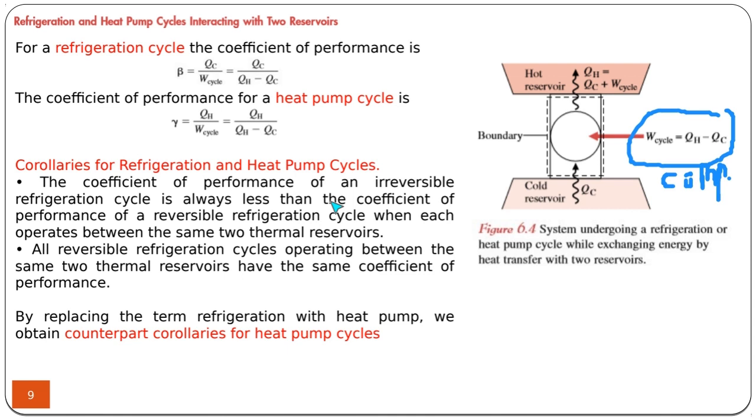On the other hand, as in the case of household air conditioners, it's possible to use the air conditioner for heating purposes. And when it's used for heating, then we will use the hot reservoir to provide heat into the room, into the house. So in this case, when it's used as a heater, which is called a heat pump, the output is QH, divided by input. Input is the same.